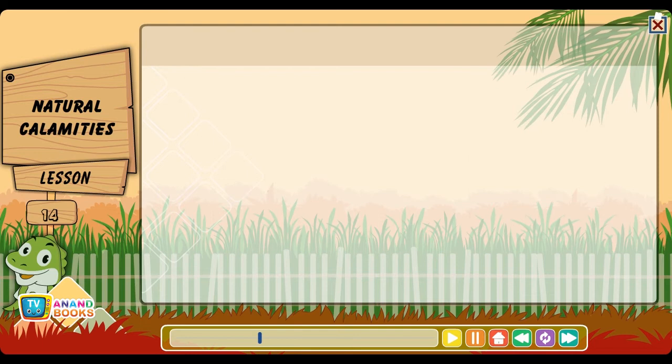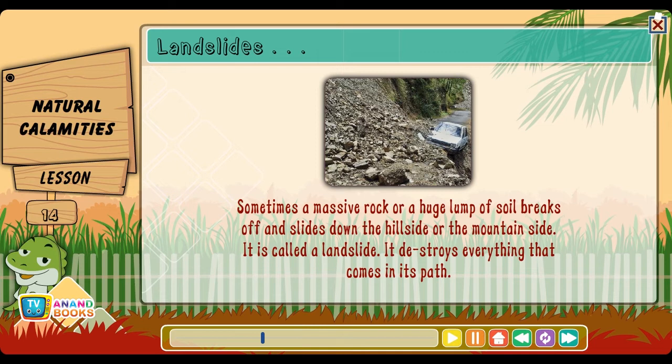Landslides. Sometimes a massive rock or a huge lump of soil breaks off and slides down the hillside or the mountainside. It is called a landslide. It destroys everything that comes in its path.